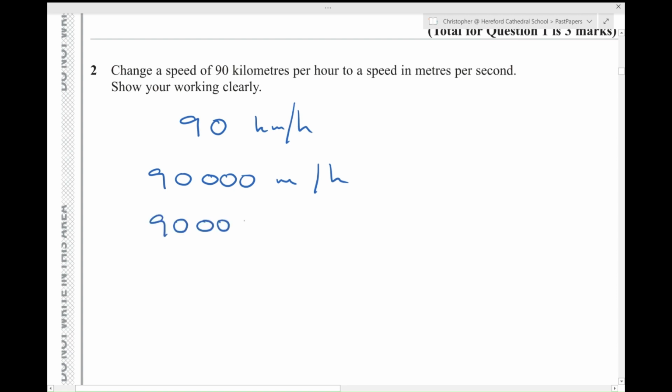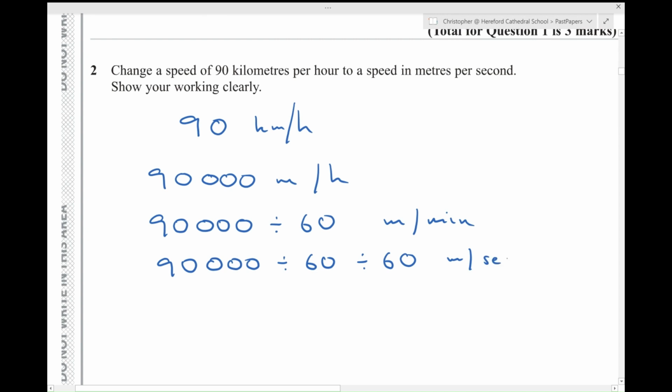Number 2, I've got to change a speed of 90 kilometers an hour into meters per second. Well, 90 kilometers an hour is 90,000 meters in an hour. So if I divide that by 60, I'll get how many meters in a minute. And so if I divide it by 60 again, I'll get how many meters in a second. And if I put that on my calculator, I get the answer 25 meters per second. And that is number 2 complete.